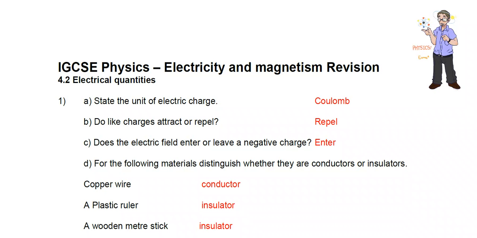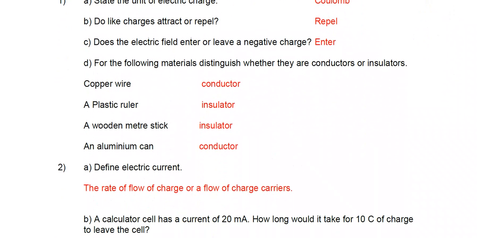D. For the following materials, distinguish whether they are conductors or insulators. Well, copper wire is a conductor. A plastic ruler would be an insulator. A wooden meter stick would be an insulator. And an aluminium can would be a conductor.